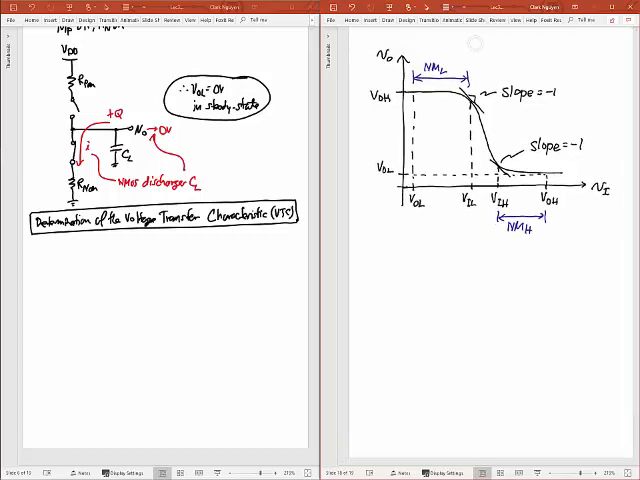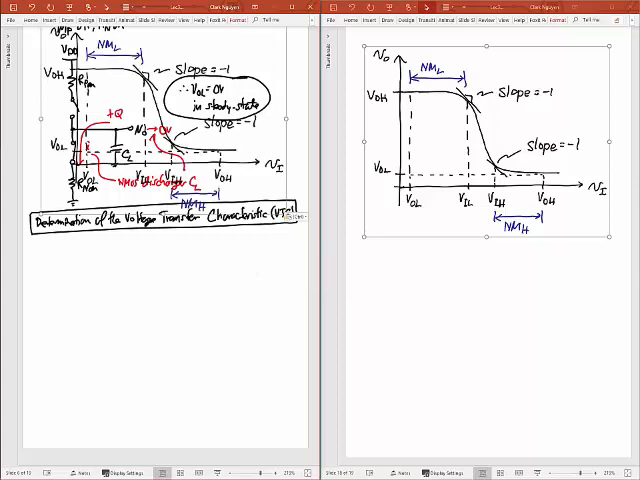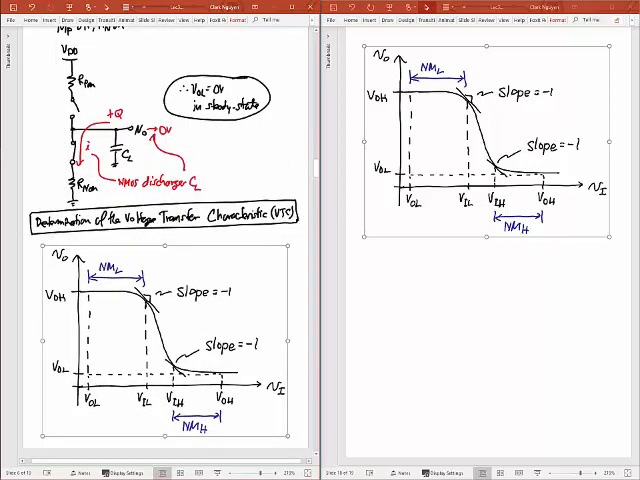And so we'll make an attempt to grab this. That attempt didn't work. Try another one. There we go. There it is. Okay, so there's our voltage transfer characteristic.